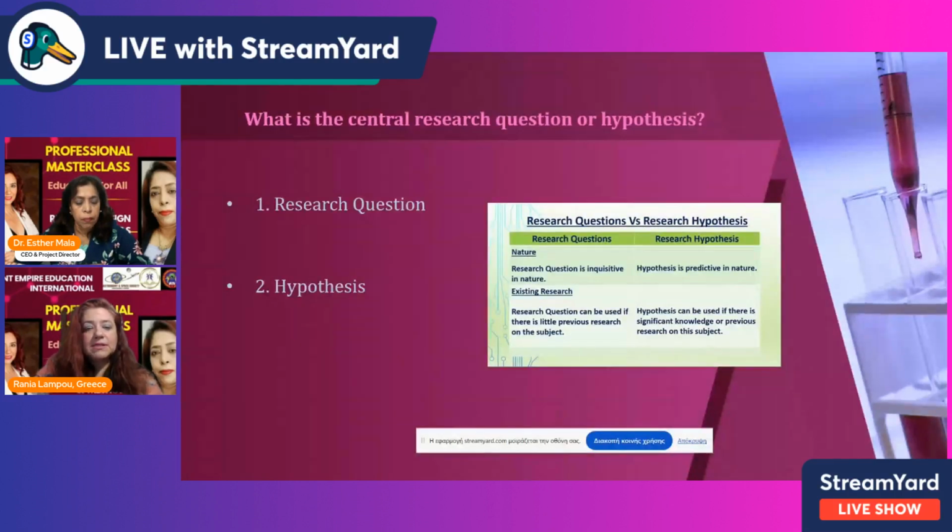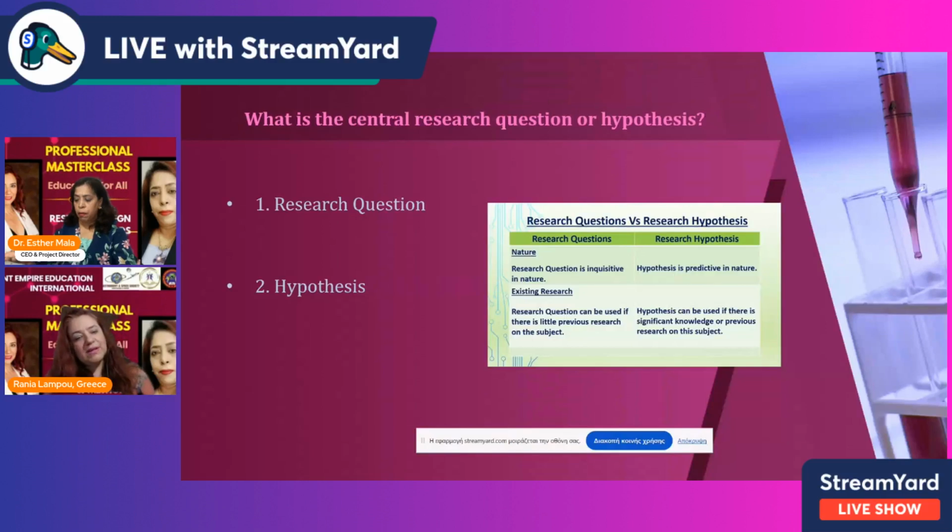So the first is to formulate a clear, focused question that identifies the phenomenon, population, and context. It usually begins with words like how, what, or why. And the hypothesis, what is a hypothesis? It is a testable statement predicting the relationship between variables. It is often formulated as an if-then statement or a directional prediction.